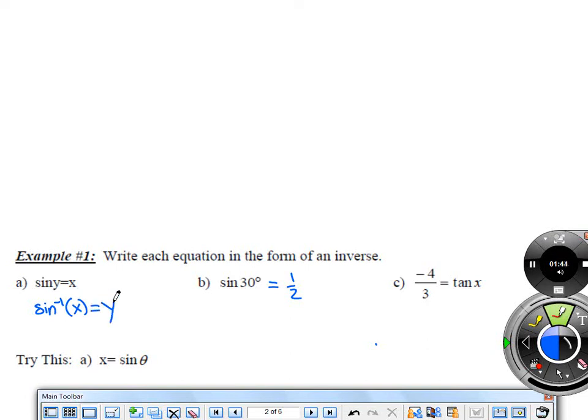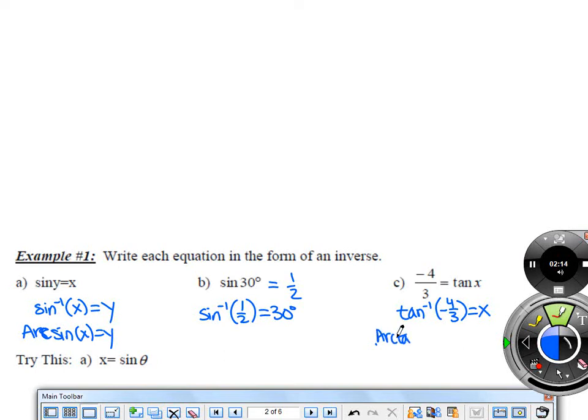Remember, inverses use the output of the original function to get you what the input was in the original function. And this would be inverse tangent of -4/3 equals x. So that's how the inverse is related to each of them. They use this notation, but they also use this notation, arc sine. Arc sine is the same as sine inverse, arc tan the same as tan inverse. So that's what we're looking at when we're looking at inverses of equations.